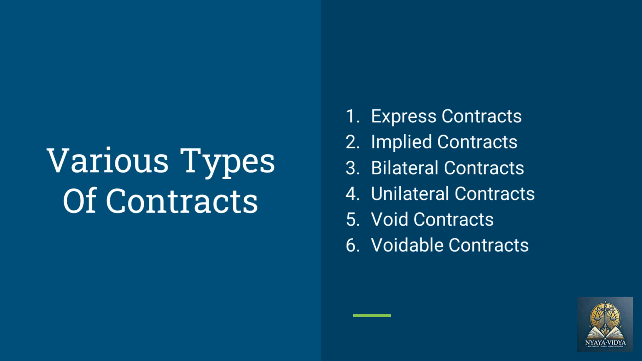And the last one, voidable contracts. Voidable contracts are agreements that are initially valid but may be voided by one or more parties due to certain legal defenses. I'll give you an example. A contract entered into under duress can be voided by the coerced party. That means voidable contracts are initially valid, but after some time they are not valid. That is a voidable contract.